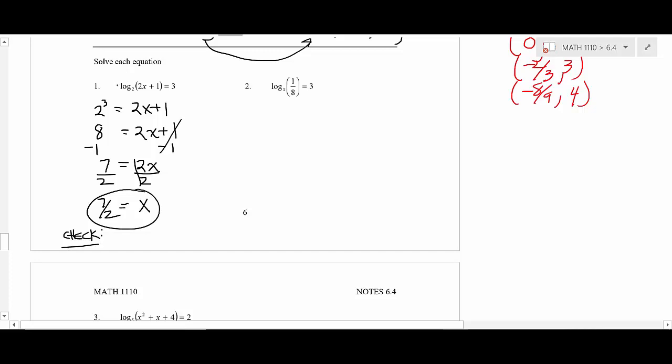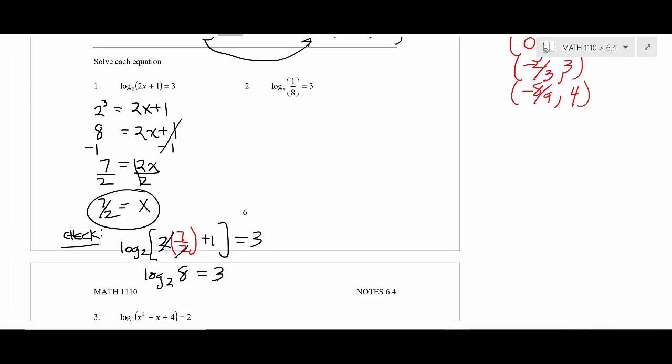I want you to write down the checking too. Let's go back to the original equation, and where we see an x, just plug in the answer 7/2. The fractions are going to work their way out of the problem anyway. Okay, so we're going to verify that that's equal to 3. Okay, well, here's what happens. The 2's cross out, so you're left with log base 2 of 7 plus 1 or 8. Can you guys look at that and tell me that's right? That's what I want to know.